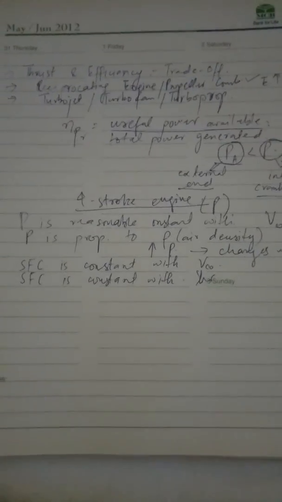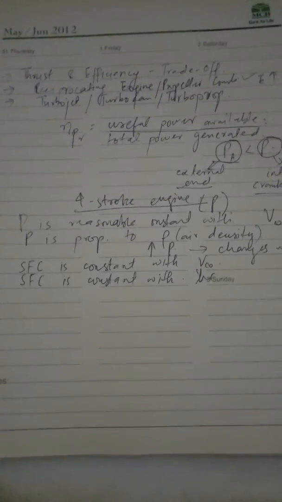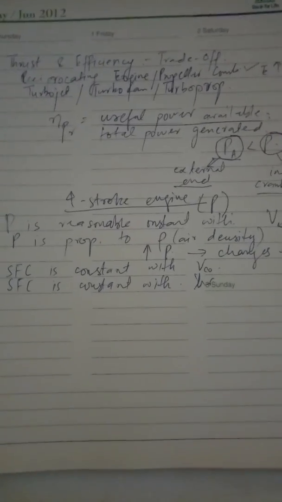For low speed aircraft, we normally see that the reciprocating engine propeller combination is well suited, and the rest are obviously for higher speed aircraft. For the low speed aircraft, mechanism number 1 is the one we have discussed in detail.